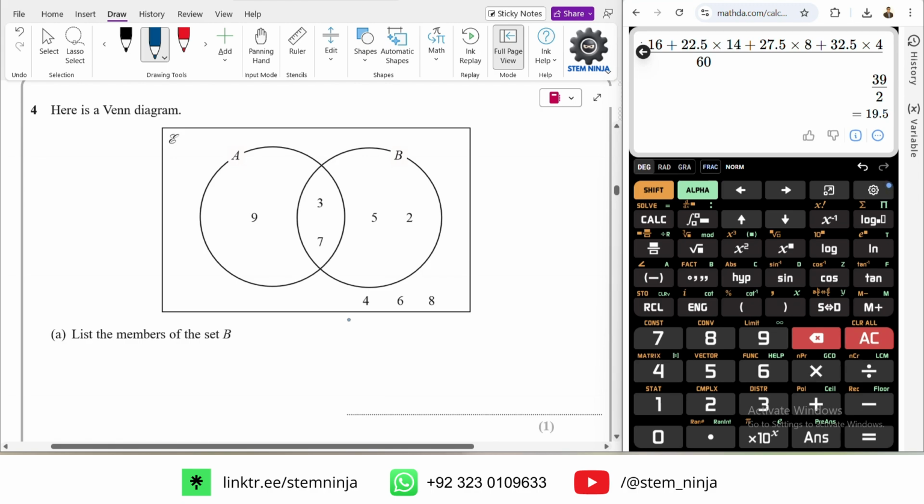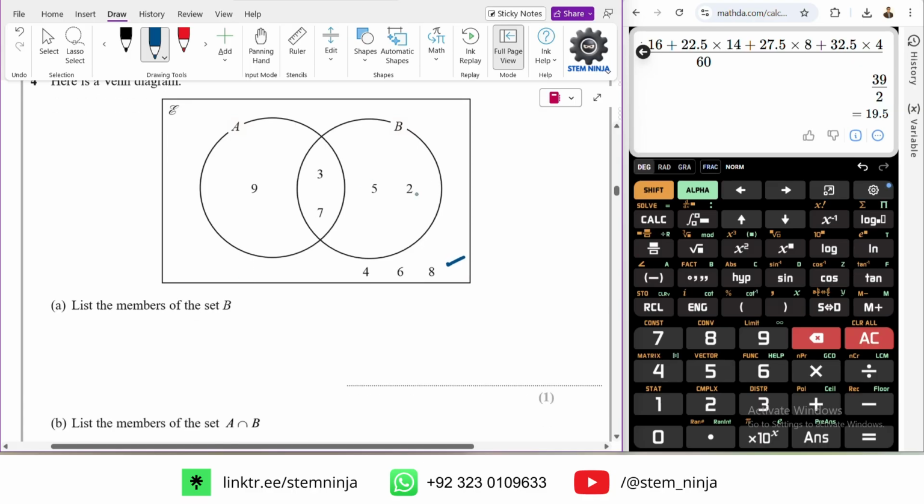Question number 4. Here's a Venn diagram. We have two sets, A and B. There are some items that are not part of either one. List the members of the set B. So you have 2, 3, 5, 7.